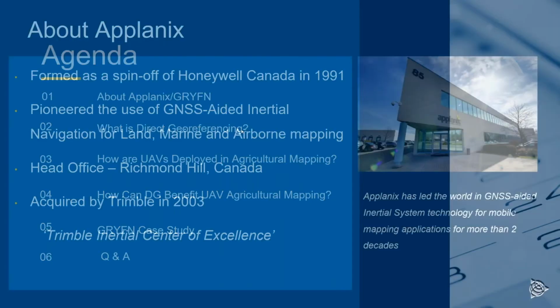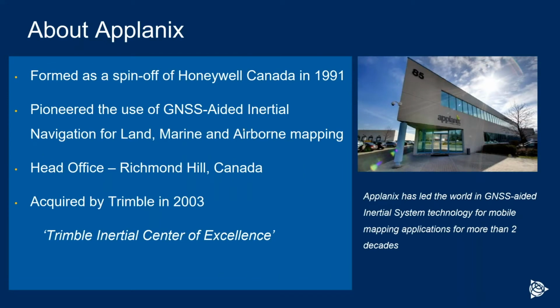So just a little bit about Applanix. We were formed in 1991, a spin-off from Honeywell. Our focus is mainly on inertial systems, and we've developed those over the years for the land, marine, and airborne industry. We were acquired by Trimble in 2003. Trimble, of course, as you may know, is a leading supplier of GNSS technology globally. So integrating that GNSS technology with the inertial technology from Applanix, we're able to create some fairly unique solutions for direct georeferencing and positioning data. So that's basically who Applanix is.